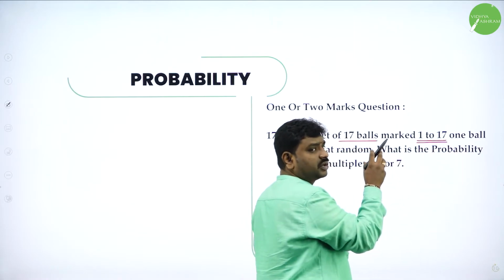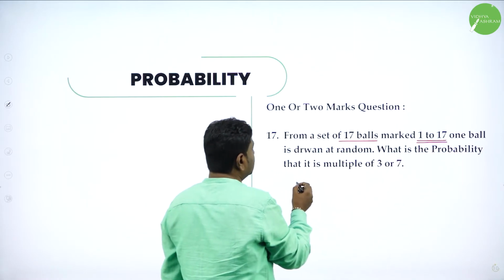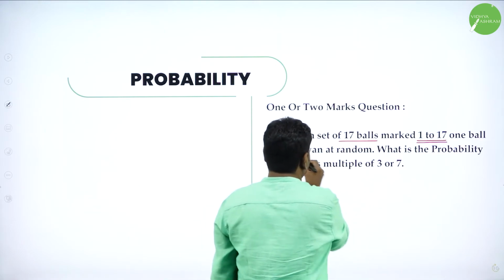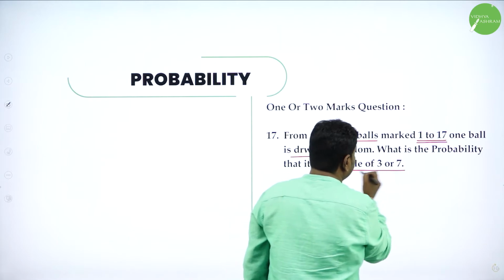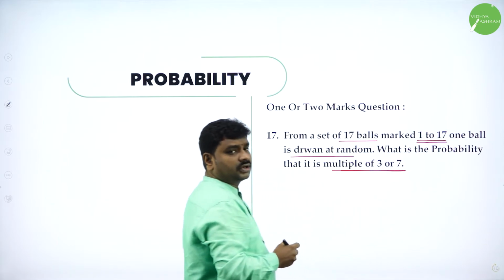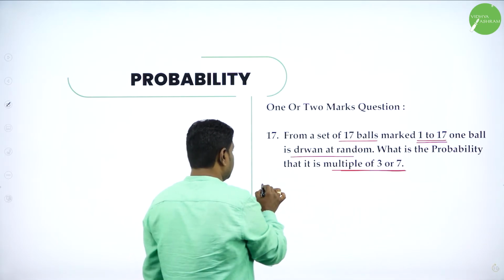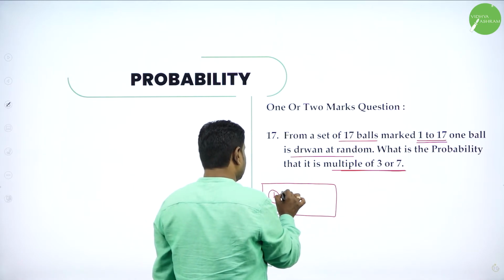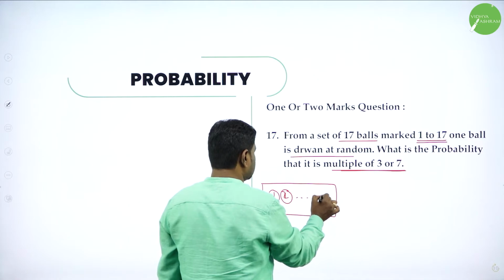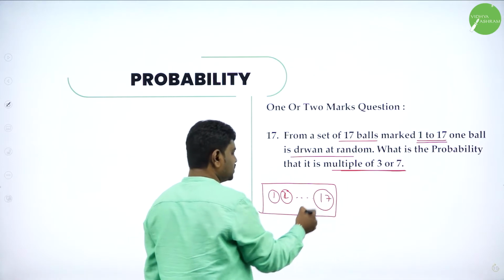Each ball is marked with a number 1, 2, 3, right? 1 to 17. So one ball is drawn at random. You are drawing one ball. What is the probability that it is a multiple of 3 or 7? So I have 17 balls. Ball 1, ball 2, ball 3, like that. Ball 17. 17 balls are there marked with these numbers.